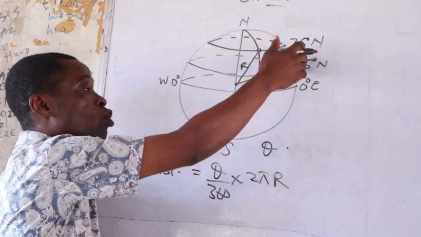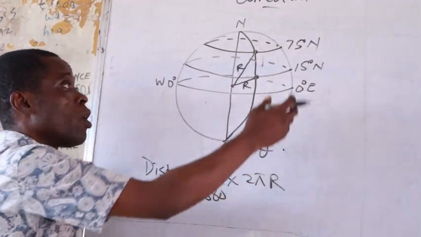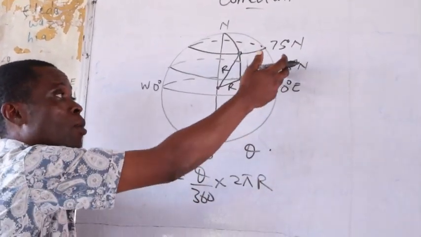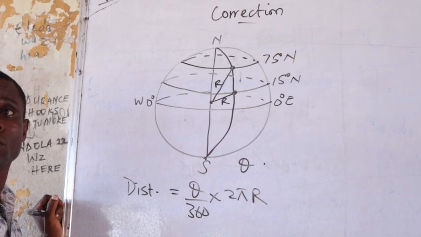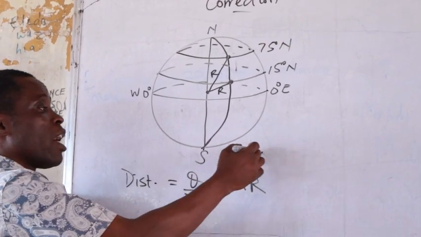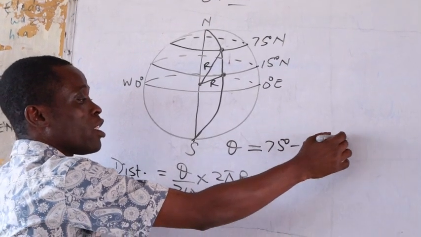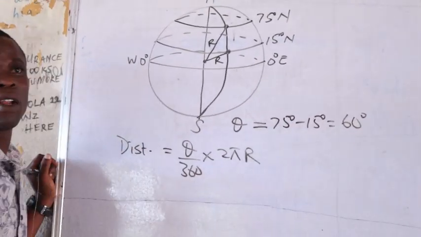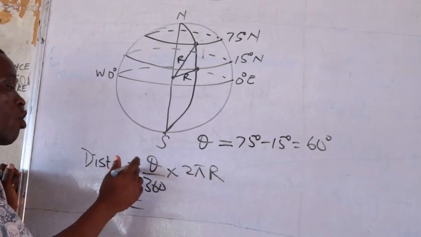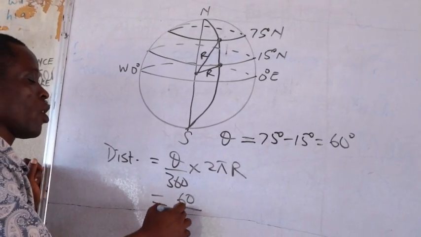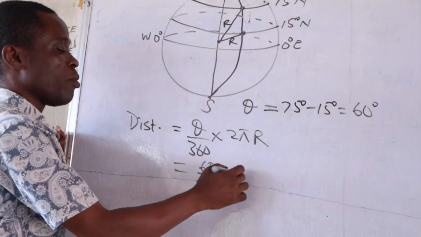And we have the 2 points on the same side of the equator. One is 75 degree north, the other one is 15 degree north. So we are going to subtract to get the angular difference. It's going to be 75 minus 15, and that is 60. So if the angular difference is 60, you can now come to this formula and write 60 over 360 times 2 times.